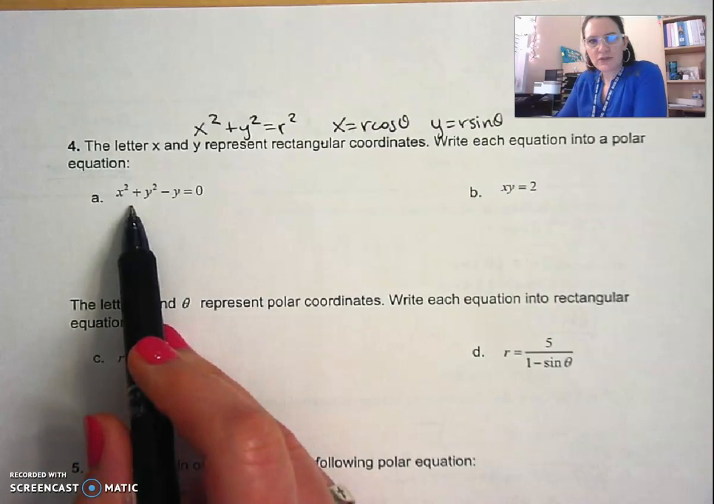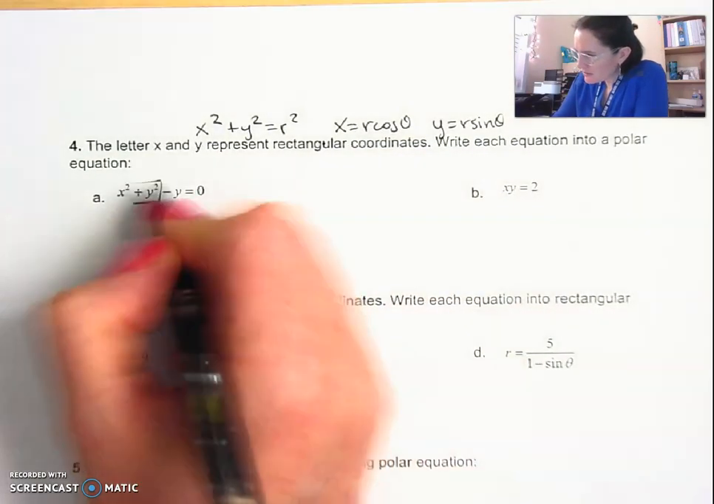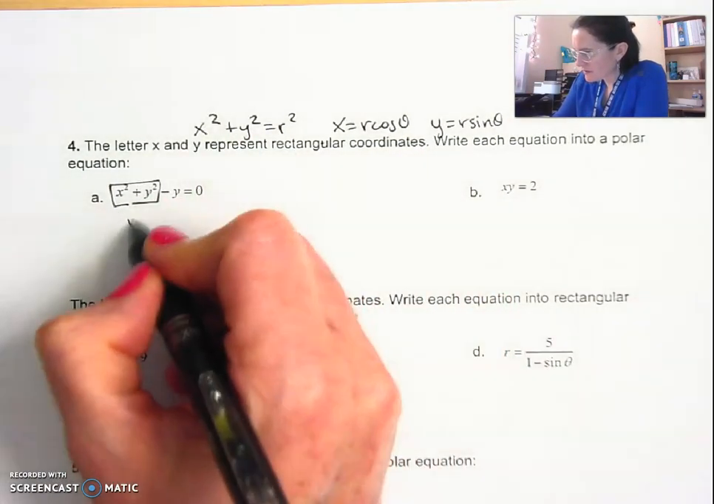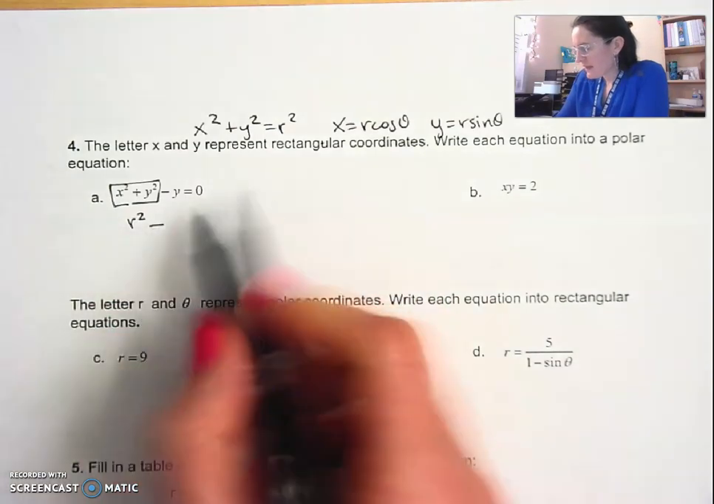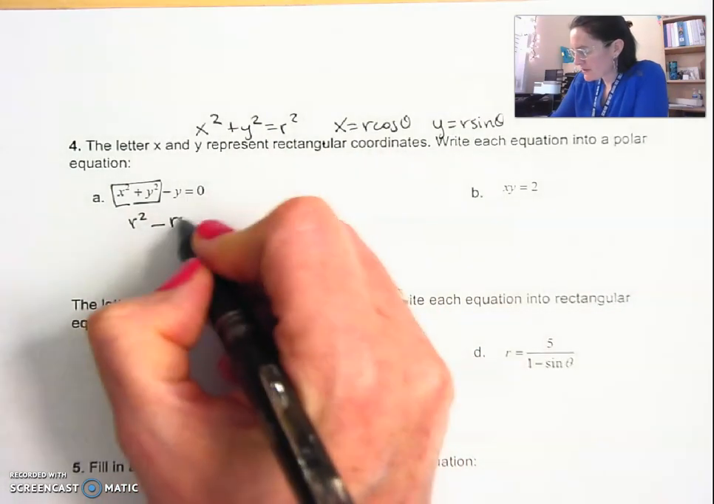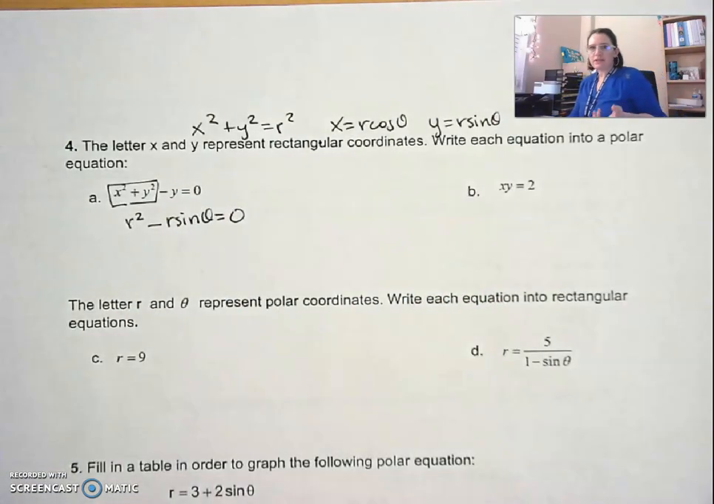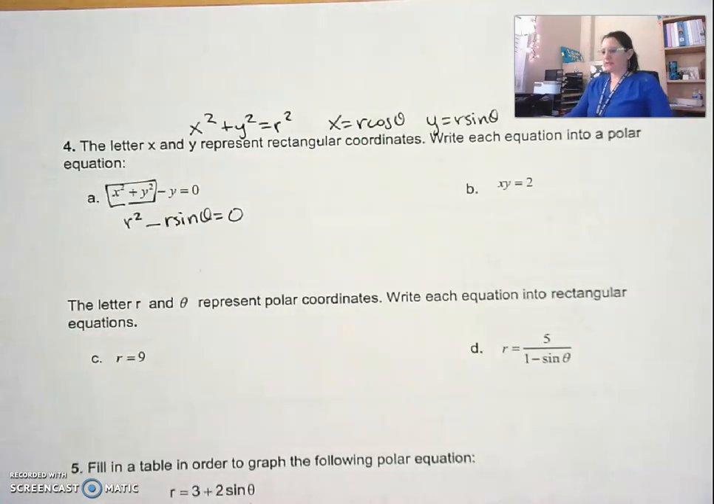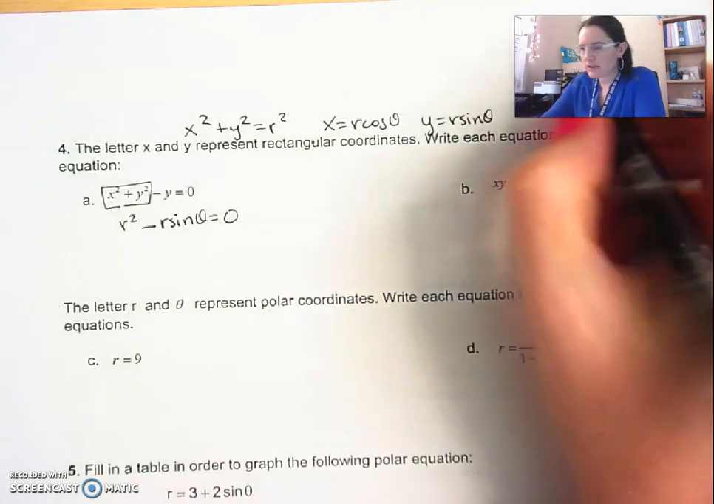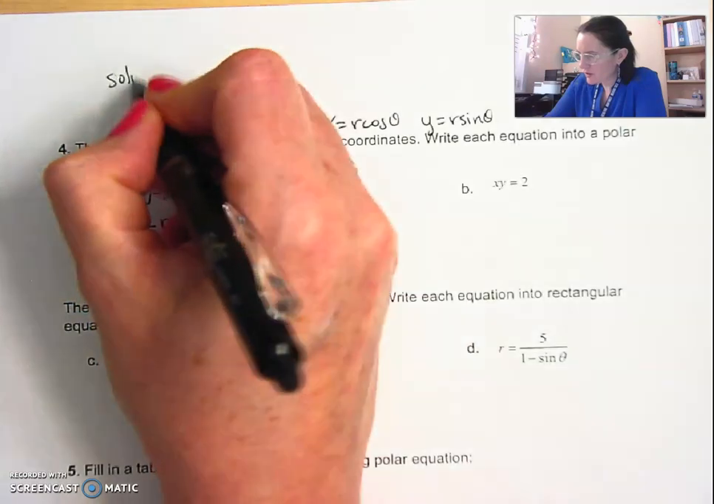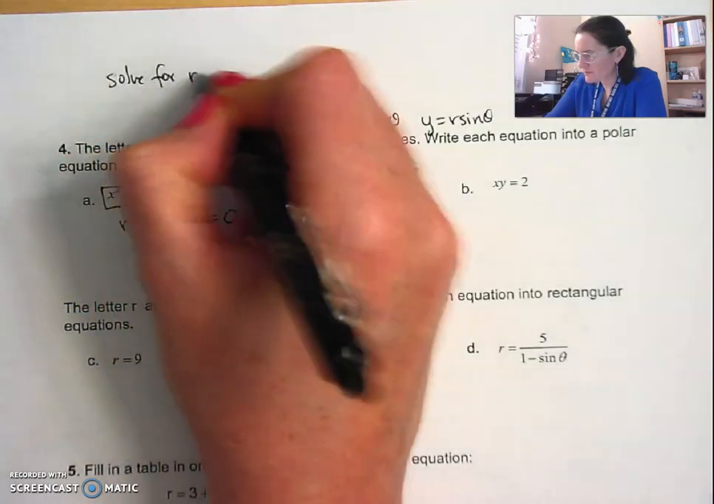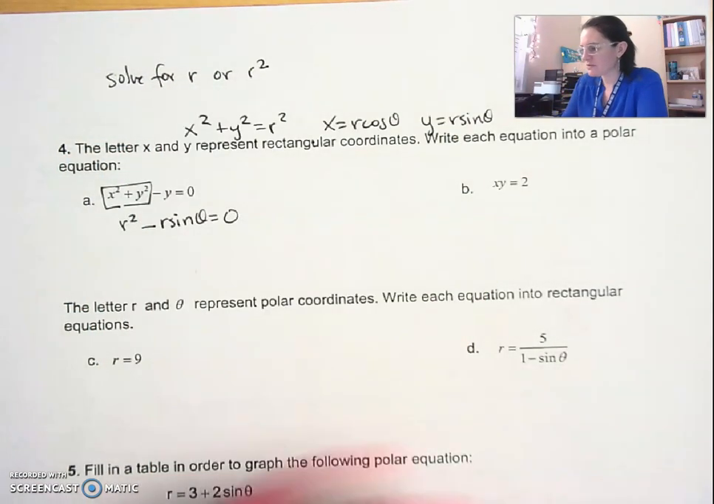So for example, in this first equation, I can replace x squared plus y squared with r squared. And I can replace y with r sine theta. So good news is I don't have any more x's and y's, and I have only r's and thetas. But the next step is our goal is to solve for r or r squared. So we want to isolate those.